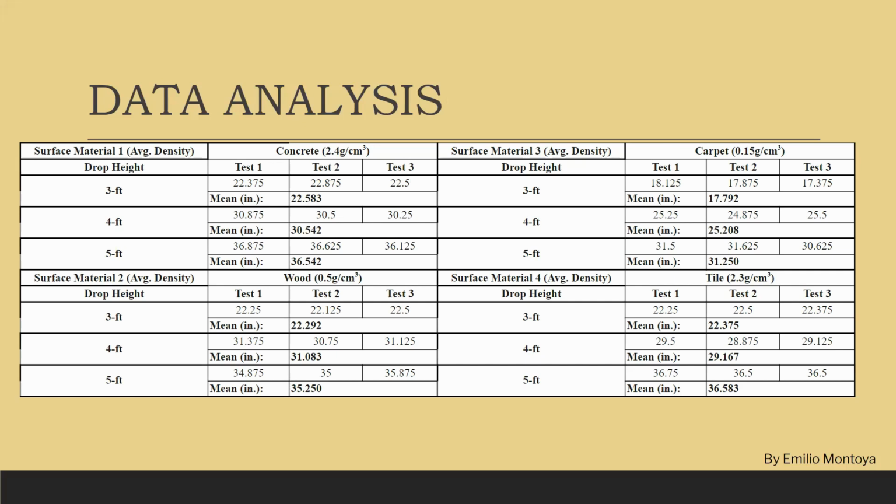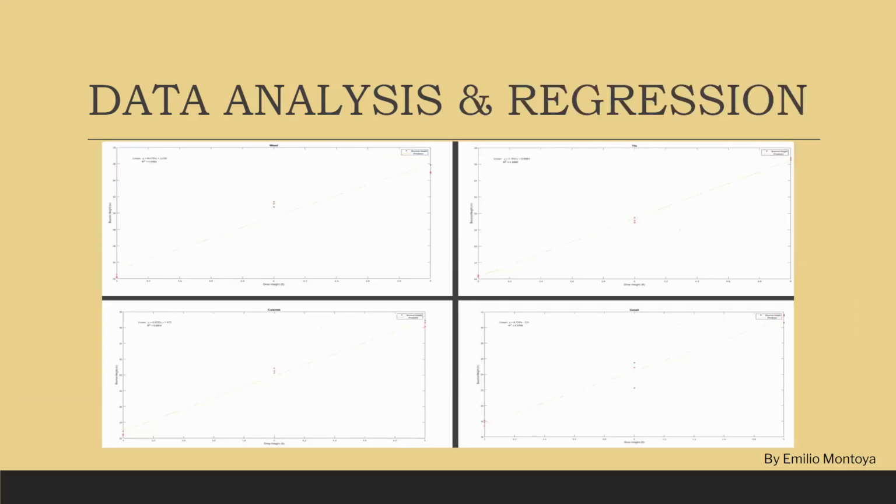And last, it should be noted that from the initial drop height of 3 feet, wood, concrete, and tile all have very close results. And it isn't until we dropped the tennis ball from 4 feet that we started to see some significant changes in the bounce height between the surfaces.